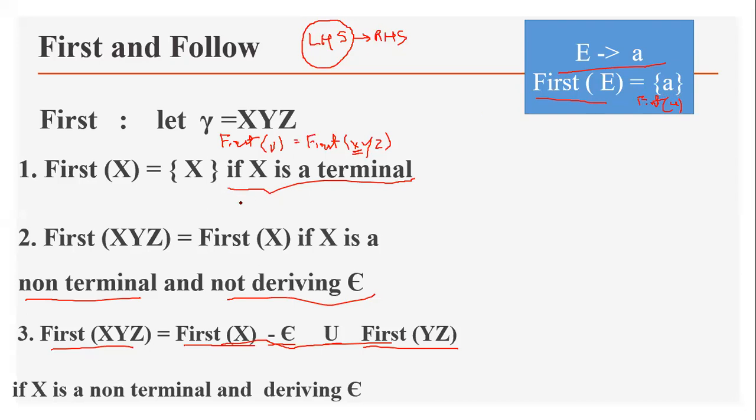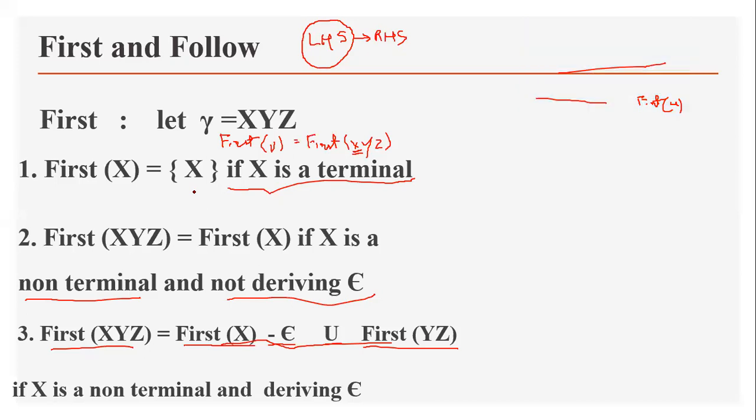A is a non-terminal, first rule. First of E is equal to A, is it not? But A is a terminal. So your answer is that itself. Is it clear? Okay. Now, we'll take the second example.